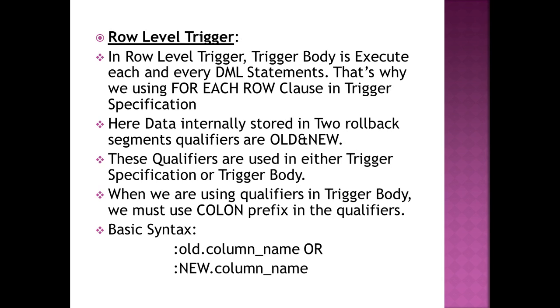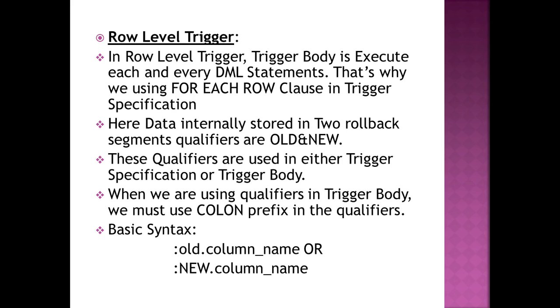Okay friends, whenever you use these qualifiers in the trigger body, definitely use the colon prefix on the qualifiers or column name, whatever it is. Please remember this, friends, very important. This is a row level trigger. In a row level trigger, the body executes for each and every DML statement. That's why we use the FOR EACH ROW clause. If you forget the FOR EACH ROW clause, then it becomes a statement level trigger. Okay friends, beware of this.